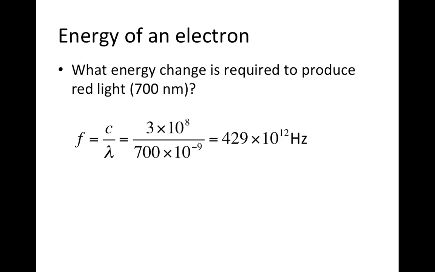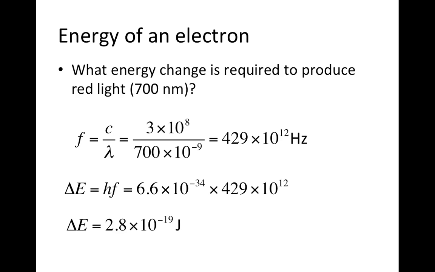That's the frequency of red light. And then we plug that into delta E equals hf. h, Planck's constant, 6.6 times 10 to the minus 34, multiplied by f for frequency, 429 times 10 to the 12, gives you a total of 2.8 times 10 to the minus 19 joules. This is a pretty small number.